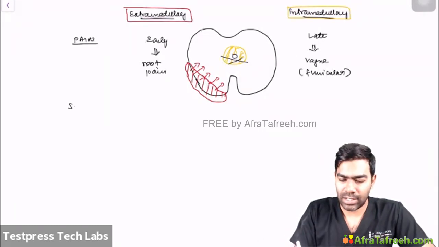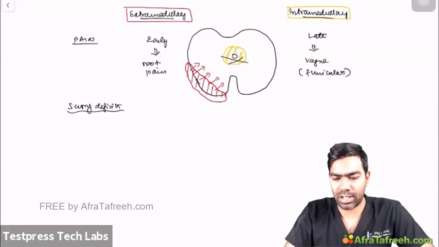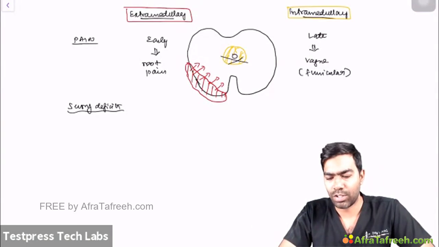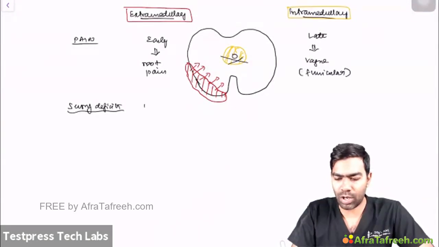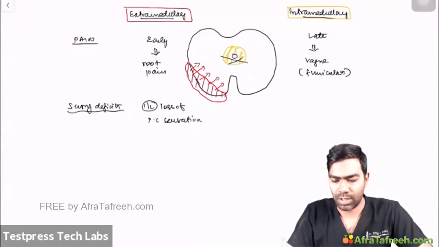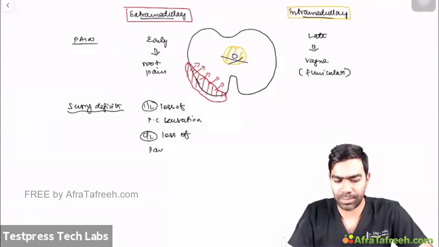And as far as the sensory deficits are concerned, you can imagine this extramedullary like a sort of Brown-Sequard syndrome, where they're going to cause hemisection of the spinal cord. So what you will get in a Brown-Sequard syndrome? On the ipsilateral side, you're going to have loss of posterior column sensations like proprioception, vibration, light touch, position, and all this stuff. On the contralateral side, you're going to lose pain and temperature. There will be loss of pain and temperature.